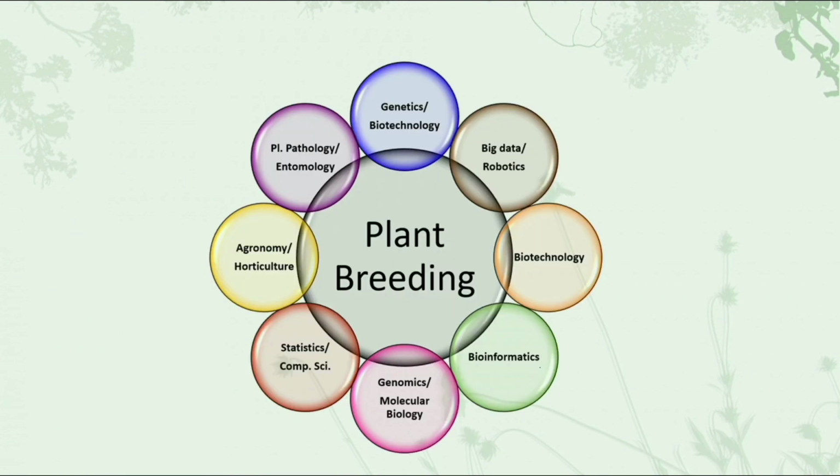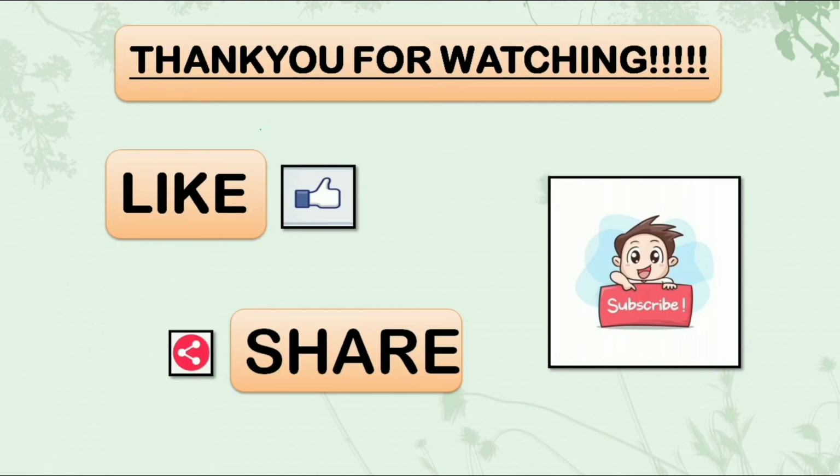Talking about the application of plant breeding, it is applicable in very vast areas. For example, it is applicable in genetics and biotechnology, robotics, bioinformatics, genomics, statistics, agronomy, and also horticulture, and it is also involved in plant pathology and entomology. So with this we are done with the complete topic of plant breeding in complete detail.